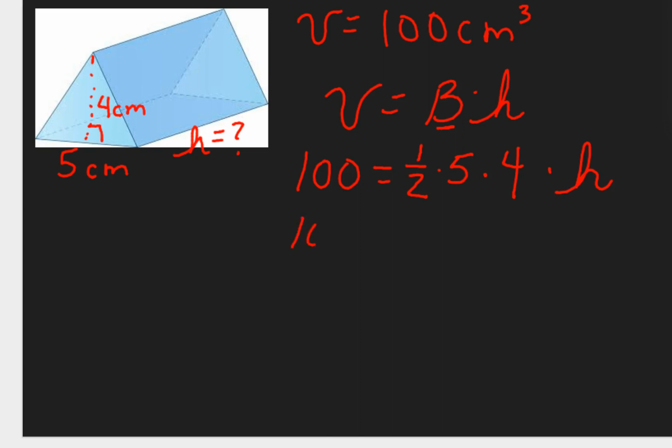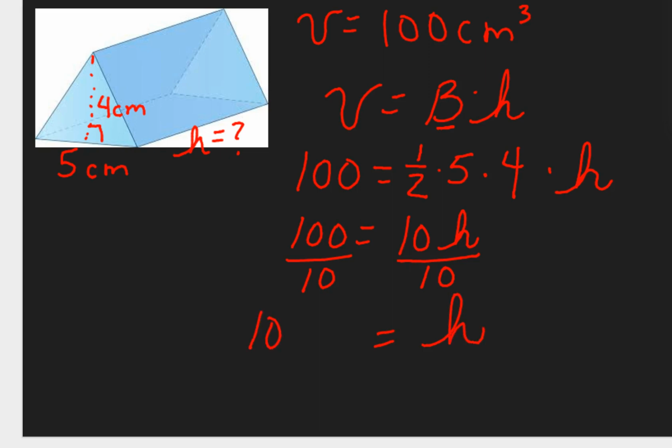So let's go ahead and calculate 1/2 times 5 times 4. 1/2 of 4 is 2. 2 times 5 is 10. So we have 10 times the height. Well, this is an easy problem then. We just divide both sides by 10. And the height of this figure will be 10 centimeters.